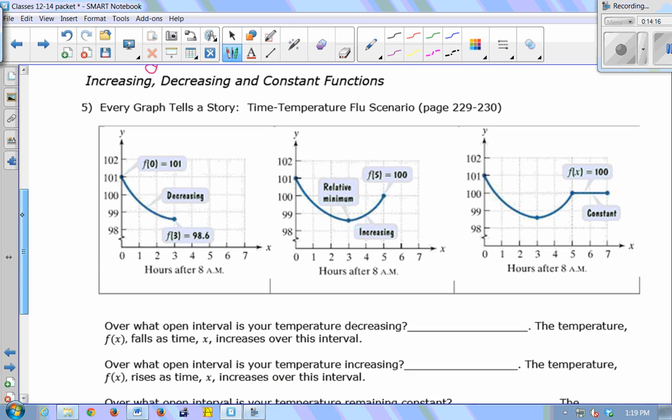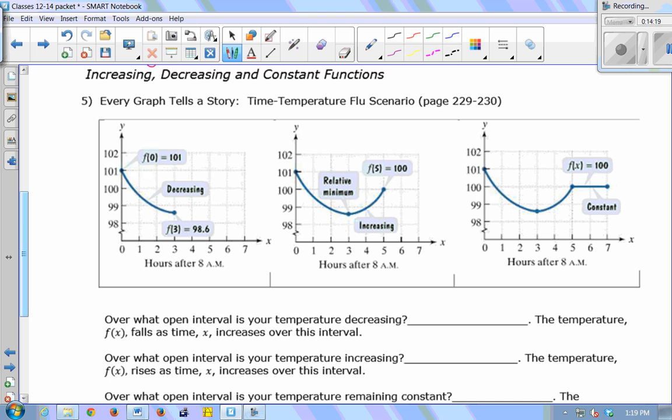All right, so we often talk about where functions are increasing, decreasing, and constant. And when we put graphs in context of some kind of meaning, increasing, decreasing, and constant makes a lot more sense. So the first time we talk about this, we're going to talk about time, temperature, flu scenario, right? So this is hours after 8 a.m. and a person's temperature who has the flu.